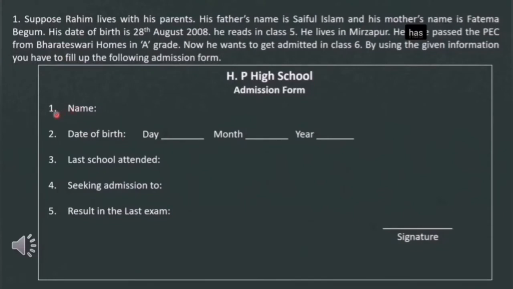So here is the form of HP High School. What is the name? Obviously Rahim. Date of birth is 28/8/2008. Last school attended is Bharateshwari Homes. Seeking admission for class 6. Result in the last exam was A grade. And the signature is Rahim. So this is how you are going to fill up a form.